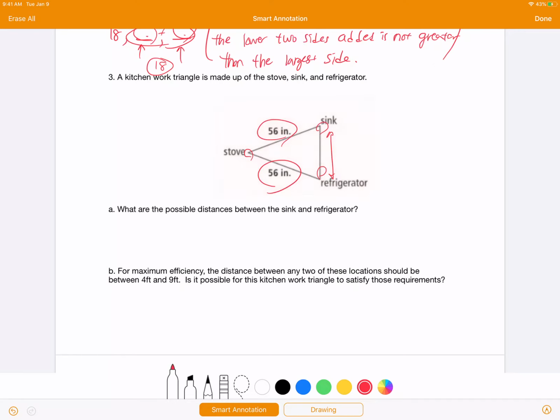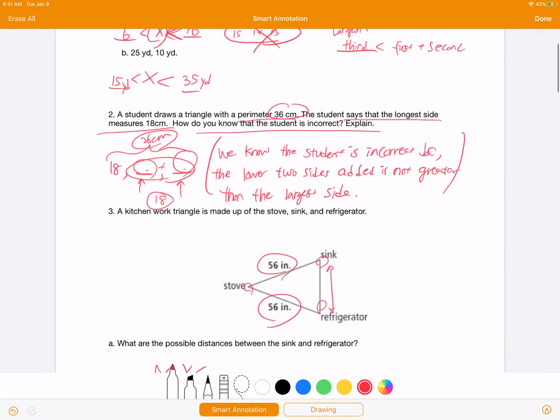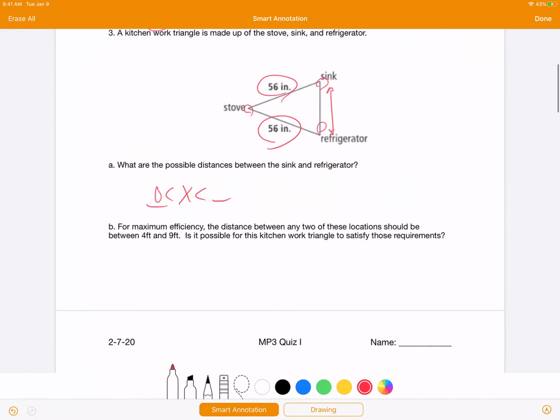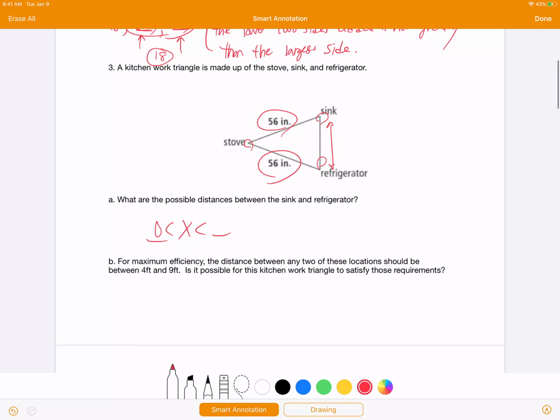So between the sink and the refrigerator, we need anything that's greater than, well, it's pretty much a similar situation as the ones we have done in the past. We just simply say, okay, it's this minus this, so it's 0, and this plus this, which gives you 112 inches. So those are the possible distances. Because if this was 0, first of all, that really can't happen and make a triangle. But if you make this into a 1 or 2 or 3 all the way up to 111, it makes sense because as long as any combination of two sides added gives you a larger sum than the last one, then you should be fine.